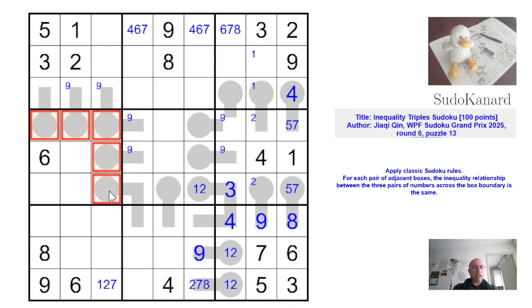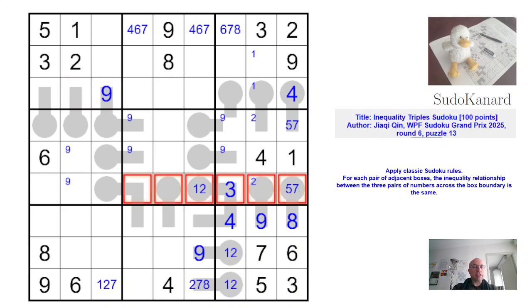Now none of those can contain a 9, so we have a 9 somewhere in here, which means that this is not 9, this is 9. And actually, we've already seen that 9 is nowhere here, so on this row, 9 can only be here, which allows us to draw those thermometers.